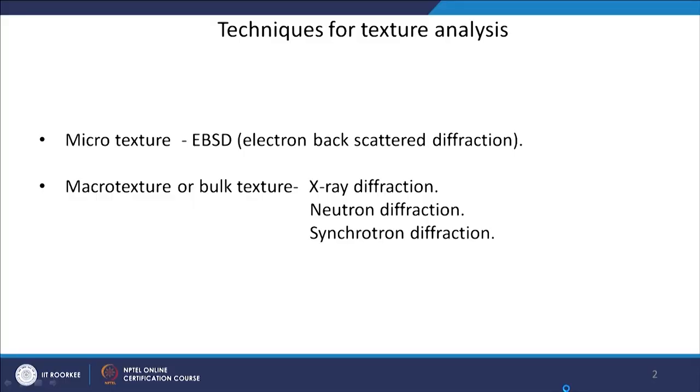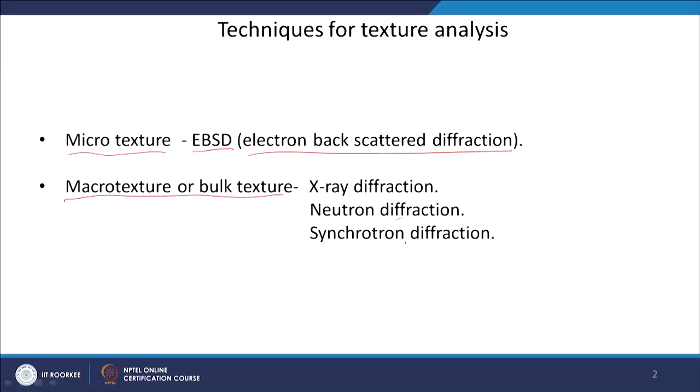So, before going any further, these are the techniques for measurement of texture, texture measurement and analysis. One is electron backscatter diffraction, also called EBSD, in which you measure micro texture, meaning at the microstructural level. Then you have macro texture or bulk texture, that means over a bigger volume you measure texture. In this category you have X-ray diffraction. If you want even better measurement in a bigger volume, in bulk, you can go for neutron diffraction or synchrotron diffraction.